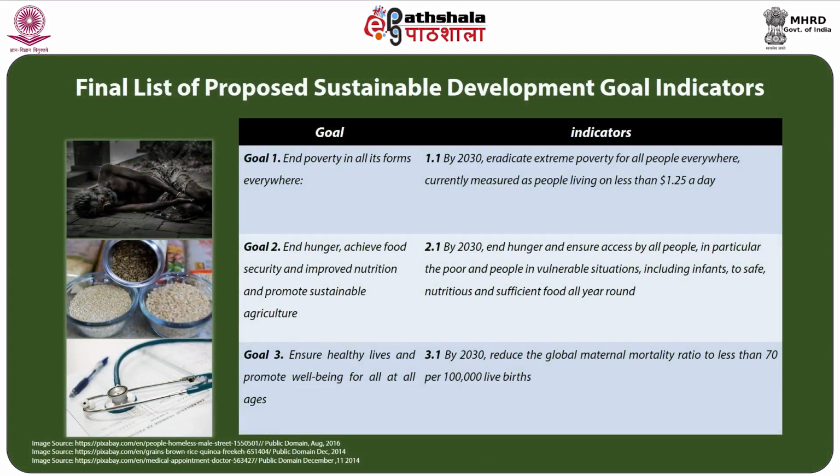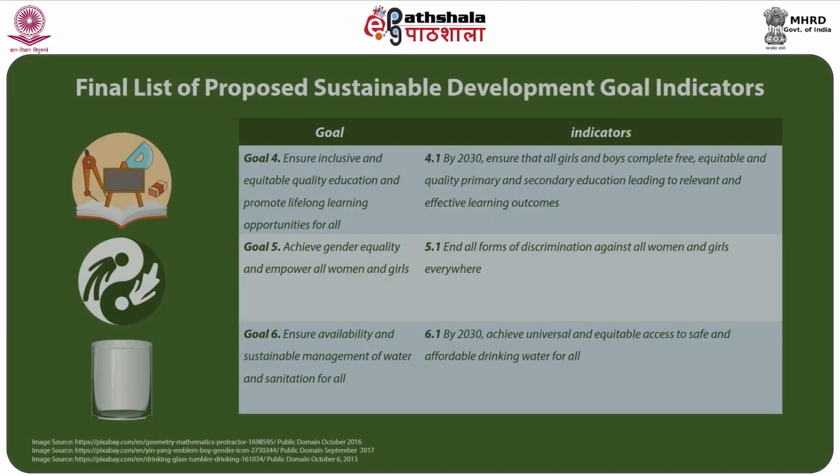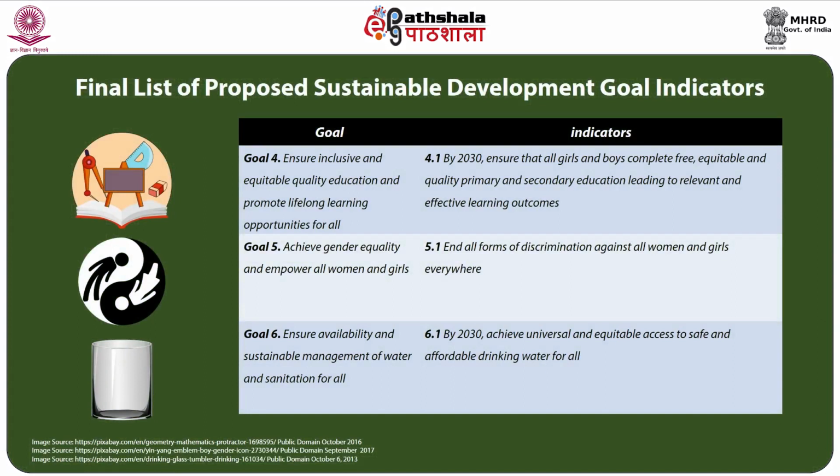Goal 1: End poverty in all its forms everywhere. Goal 2: End hunger, achieve food security and improved nutrition and promote sustainable agriculture. Goal 3: Ensure healthy lives and promote well-being for all at all ages. Goal 4: Ensure inclusive and equitable quality education and promote lifelong learning opportunities for all.